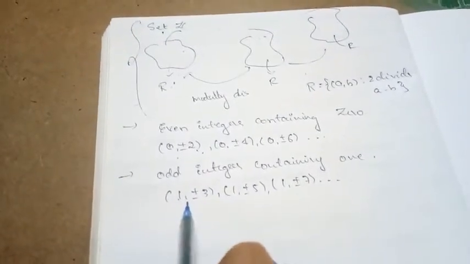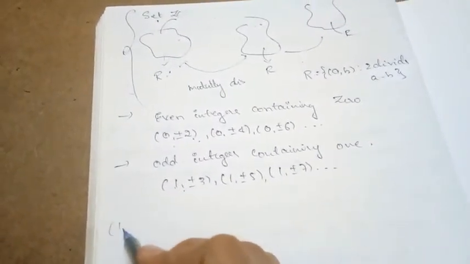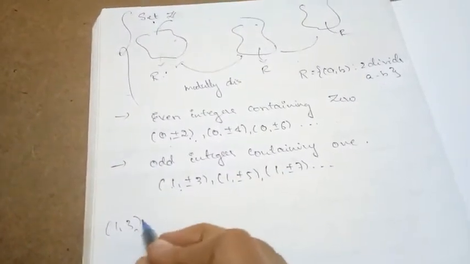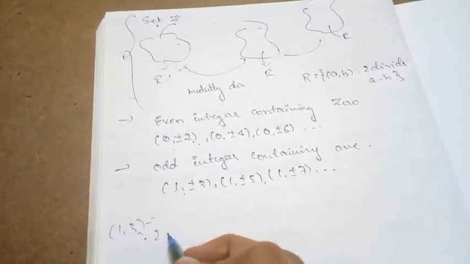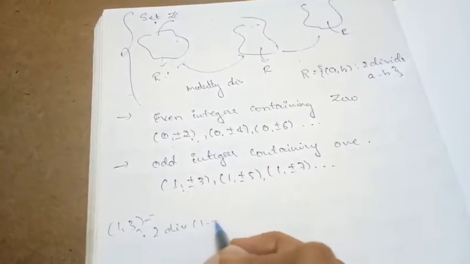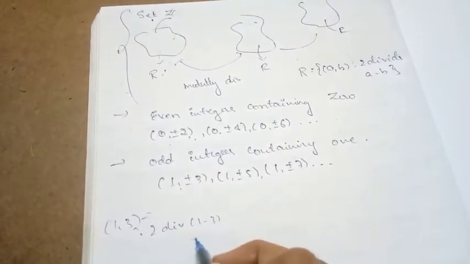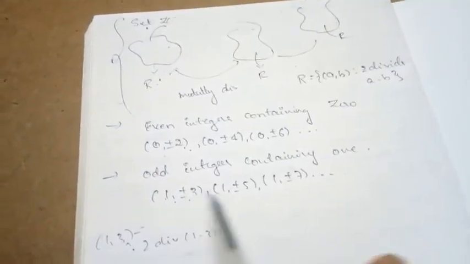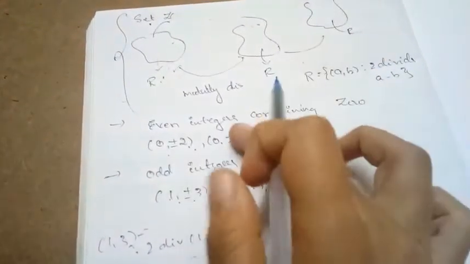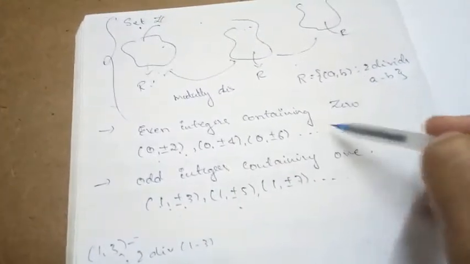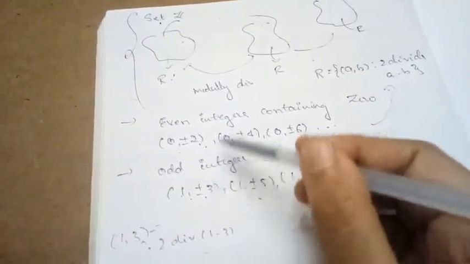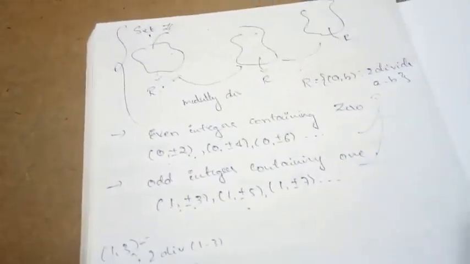Yes, it is true. Suppose I take an element from the other set, 1 comma 3. If it belongs to the relation, then 2 divides 1 minus 3. 1 minus 3 is minus 2, so 2 divides minus 2. Yes, 2 divides minus 2. So any ordered pair from either set satisfies the given relation, and you can see that these two sets are mutually disjoint.